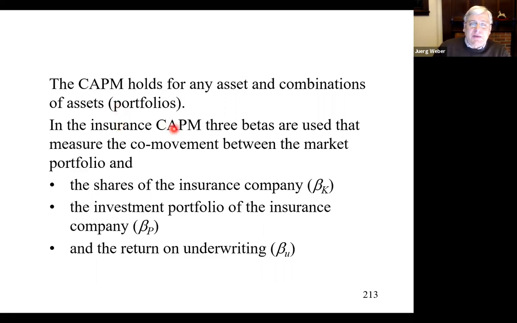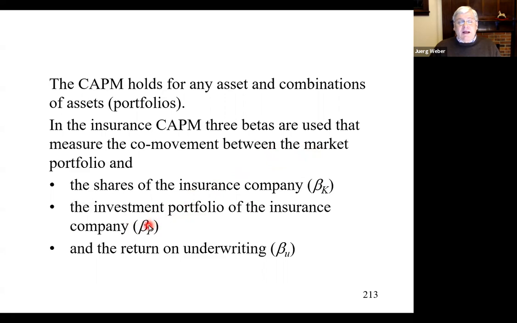Now in the insurance CAPM, 3 betas matter. Beta K, which we just discussed, shows the co-movement between the return on the shares of the insurance company and the market return. Then beta P, which shows the co-movement between the return of the investment portfolio of the insurance company and the market return.